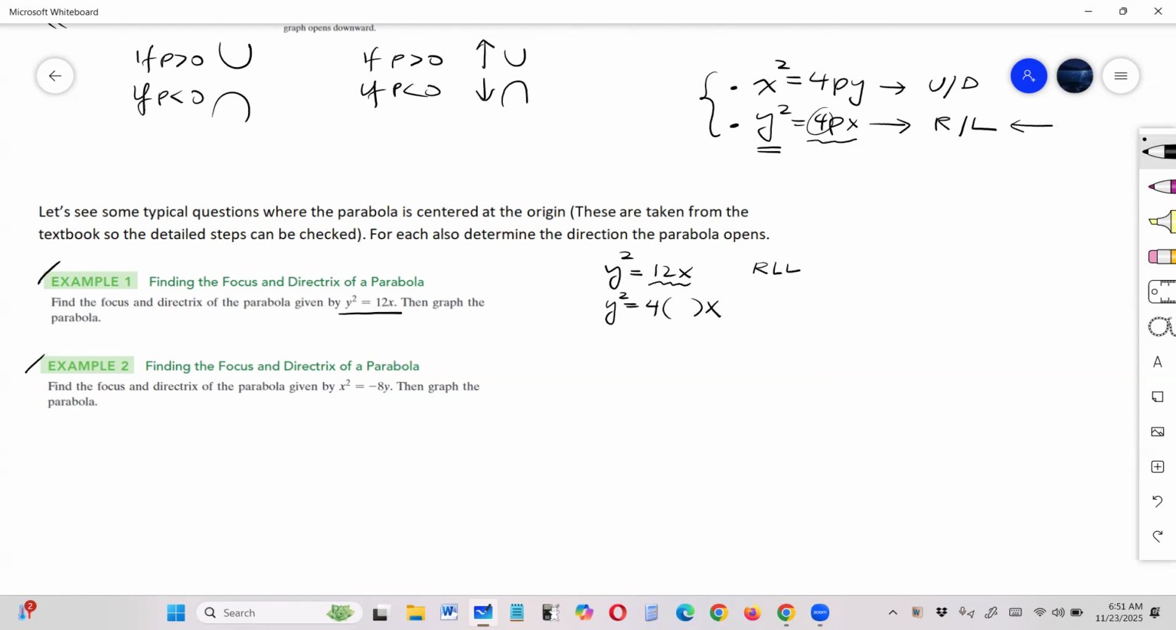You don't touch the x. And here you have the number after you factor out the 4. 4 times 3 is 12, so this is correct. The number inside of the parentheses is your p. In this case, p is greater than 0. Since this is the parabola that opens right or left, p greater than 0 means this would open right. Now, I am going to sketch the graph. This parabola is centered at the origin, 0, 0. This is the standard form at the origin opening right.